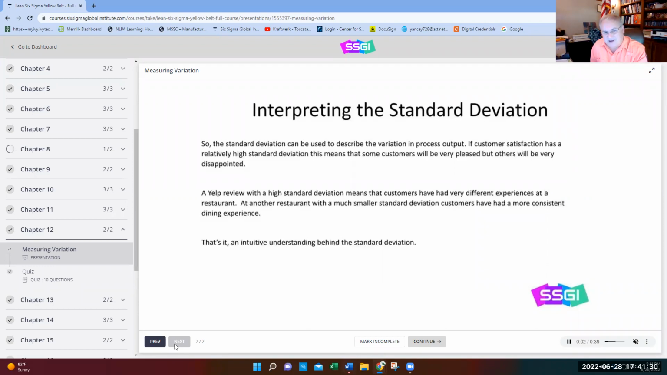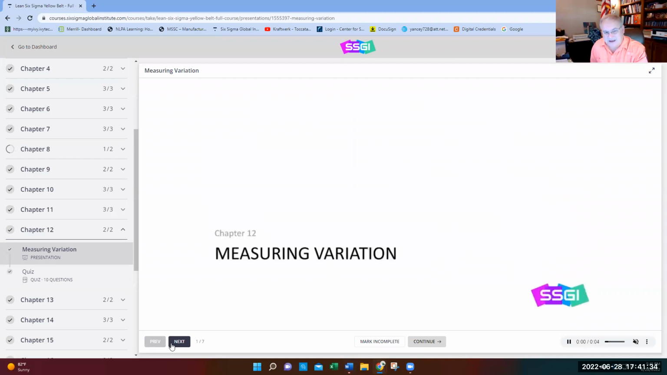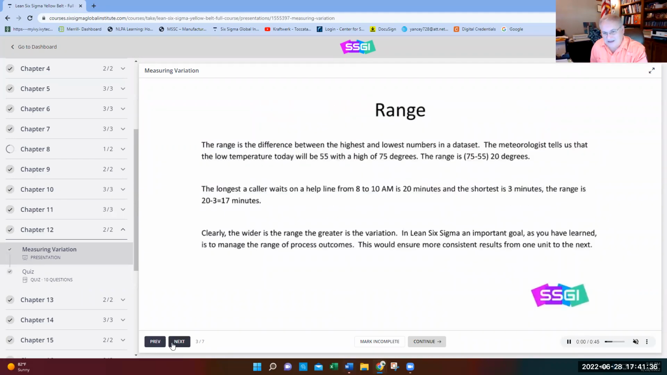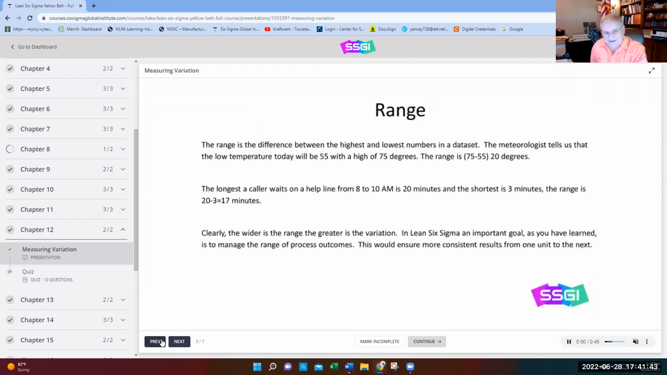So let's see, I'm all the way at the end there. So the variation could be, this talks about standard deviation here. Let's see. The longest caller waits from 8 a.m. to 10 a.m. is 20 minutes, and the shortest is 3 minutes. The range is 20 minus 3 or 17 minutes.